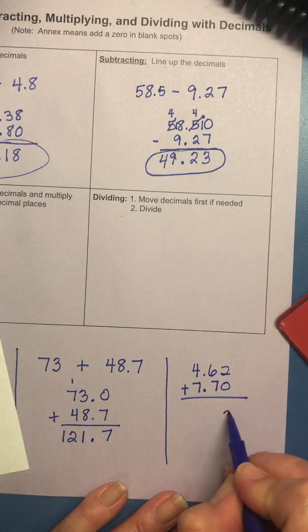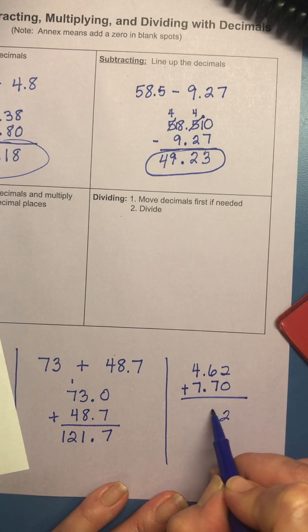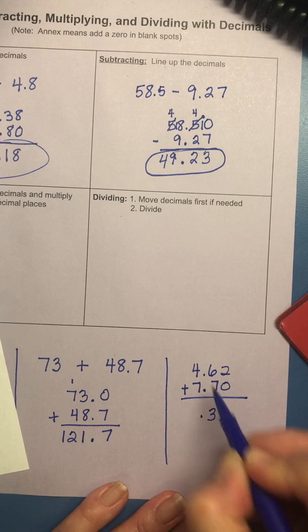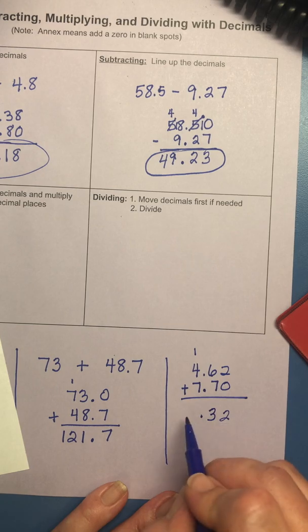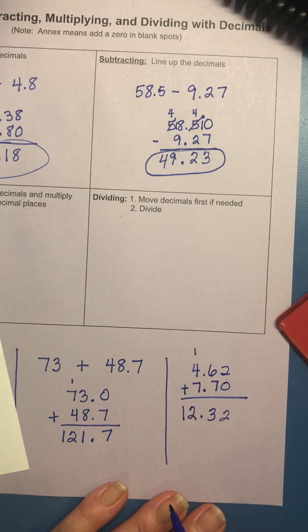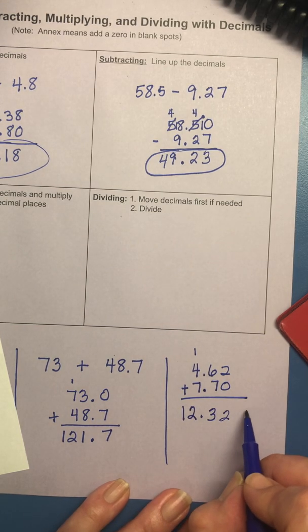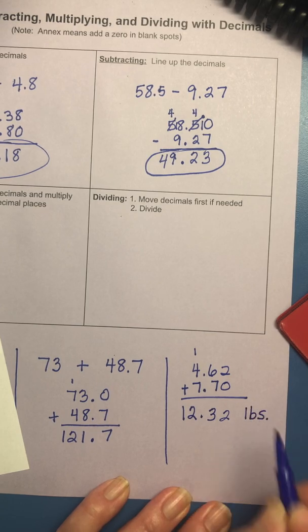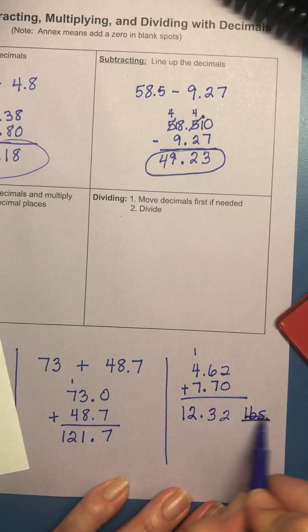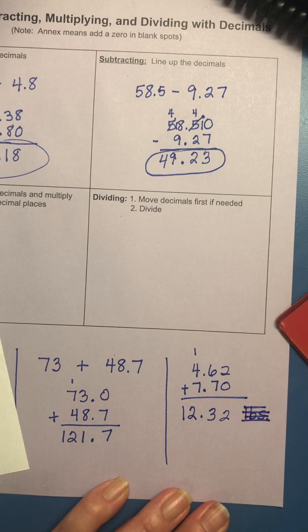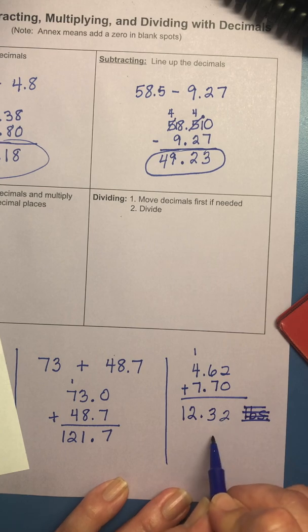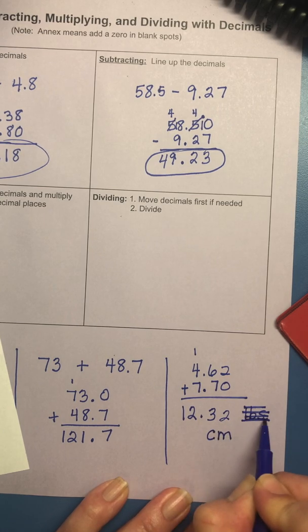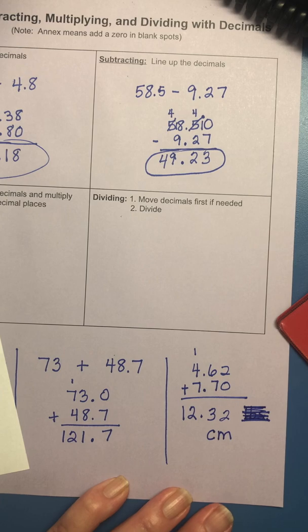2 plus 0 is 2. 7 plus 6 is 13. Keep my decimal, carry the 1. 7, 8, 9, 10, 11, 12. 12.32 what? 12.32 pounds. Nope, wrong. That was the jelly bean thing. We're on to how much she grew. So it's 12.32 centimeters. Yeah, there's going to be mistakes sometimes, but I usually catch them and correct them.